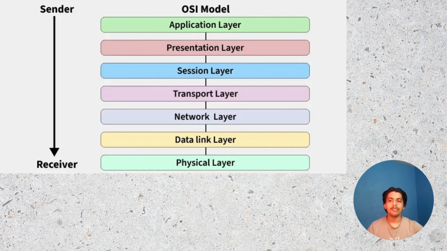In this diagram, we can see the complete OSI model with all 7 layers arranged from top to bottom. At the top, we have the application layer, which interacts with the users, and at the bottom, we have the physical layer where actual data transmission happens. This layer structure helps divide complex communication into simpler steps.